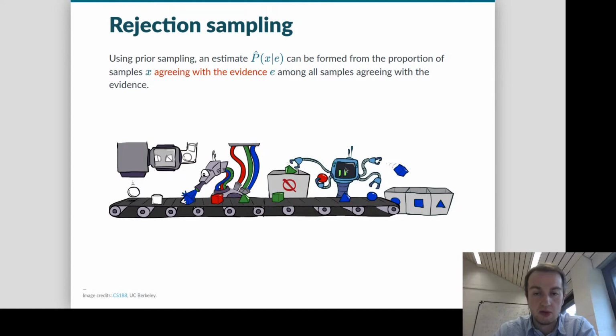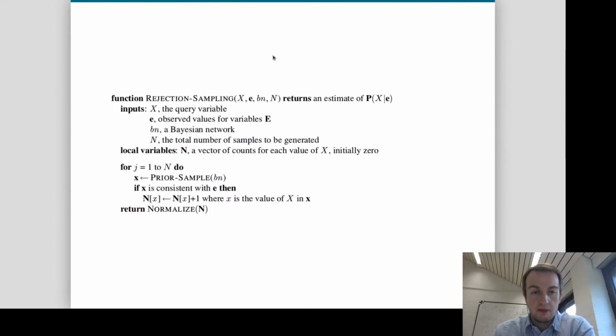And this is what this third robot would be doing. Everything which is blue would be put into one of the bins, but everything else would just be discarded. At the end, what we would then obtain is the conditional probability of the shape given that the color is blue, which is this approximation p hat of x given e, p hat of shape given blue, basically. So this algorithm is known as rejection sampling. It's very easy to express in terms of pseudocode. Again, you have some budget n, the number of samples that you would draw, and at each iteration, you would use the prior sampling algorithm that you've seen before to generate some sample x.